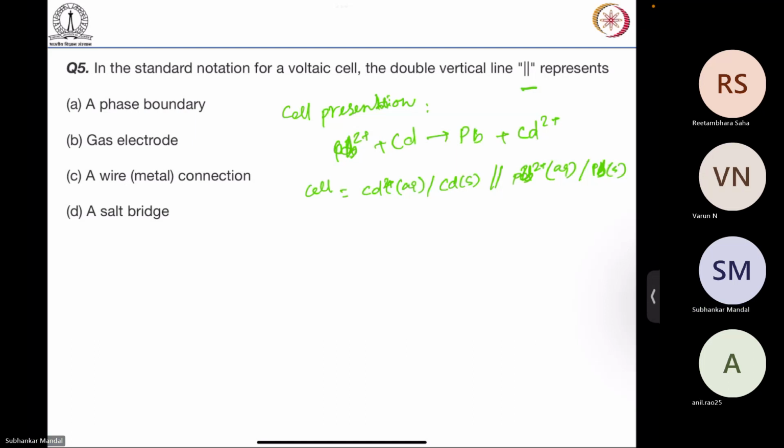So basically these things are in the same phase or same container. This one is also the same phase. So this double line is representing the salt bridge, which connects them. So okay, Varun has written D, so D is the correct answer.